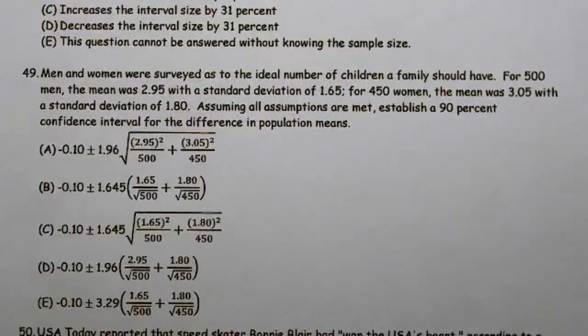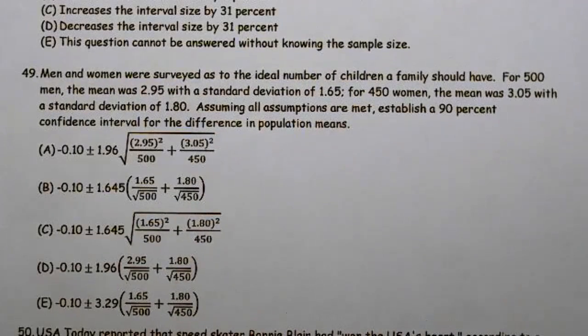Men and women were, so I'll come back to 48 in a moment. Men and women were surveyed as to the ideal number of children a family should have. For 500 men, the mean was 2.95 with a standard deviation of this. For 458 women, the mean was this, standard deviation of that. Assuming all assumptions are met, establish a 90% confidence interval for the difference in population means.